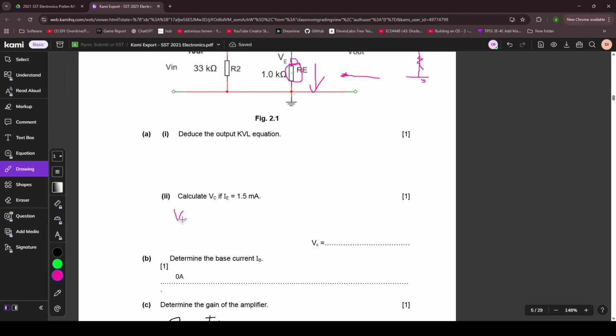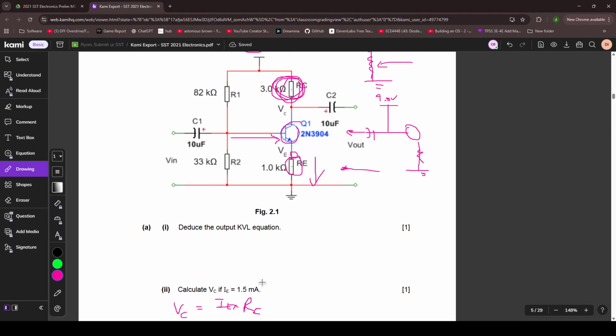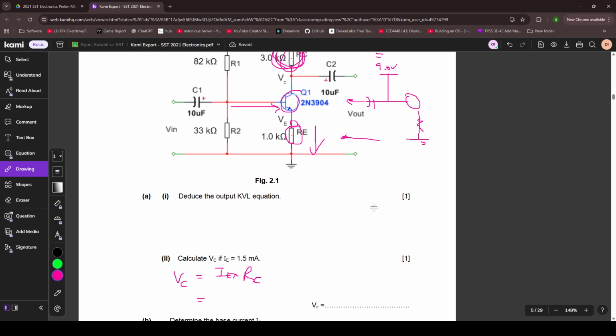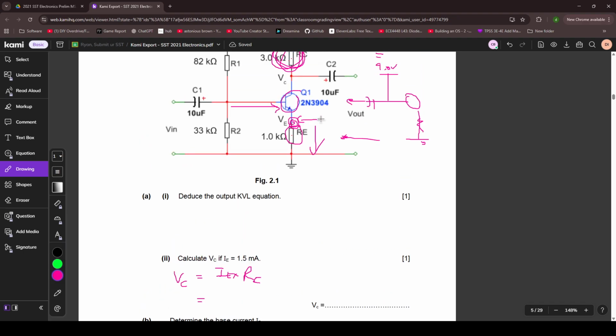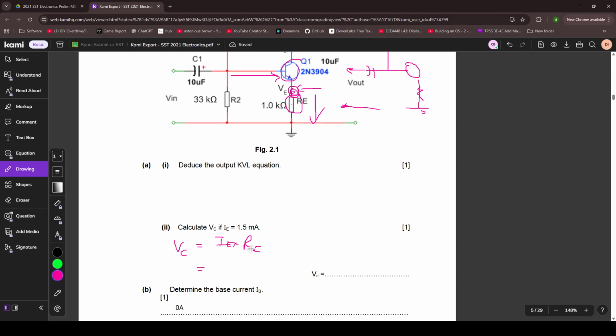So, sorry. VC would be equal to IE times RC. So again, KCL states, okay, just the general rule is that current at any point in a series circuit is equal. So they're telling us that IE, which is here, the emitter of the BJT, is 1.5 milliamps, but this is a series circuit, so we also know that 1.5 milliamps is here as well, and then this relates to this resistor. Let's put in the values.